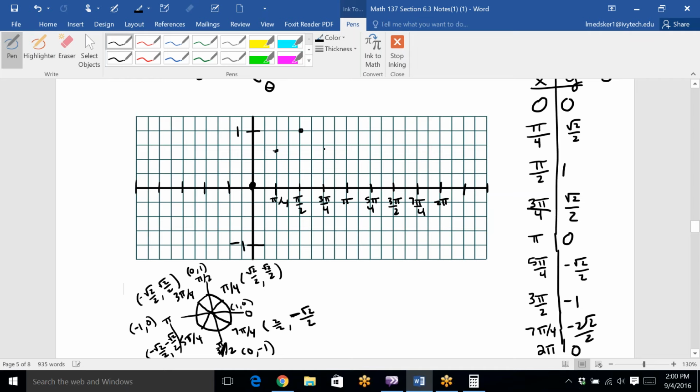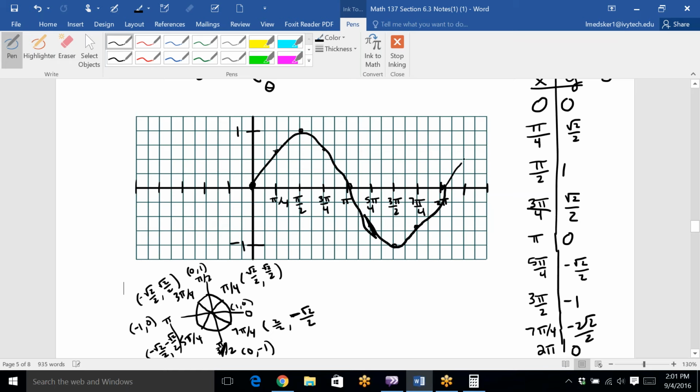And then 3 pi over 4 is down at the square root of 2 over 2 again. And then pi is 0. 5 pi over 4 is negative square root of 2 over 2. 3 pi over 2 is negative 1. And 7 pi over 4 is negative square root of 2 over 2. And 2 pi is at 0. So notice we get this curve up to positive 1, back down to 0 at pi, down to negative 1 at 3 pi over 2, and then back up to 0 at 2 pi.